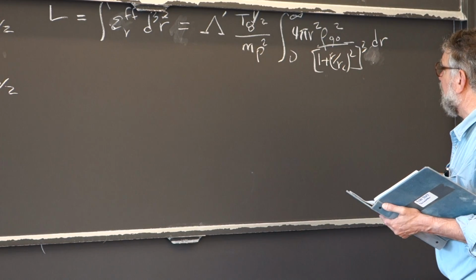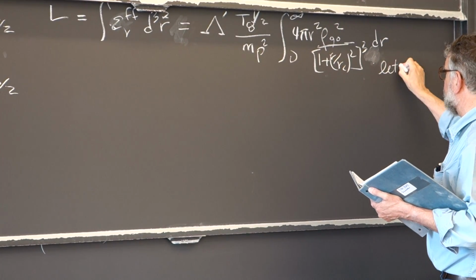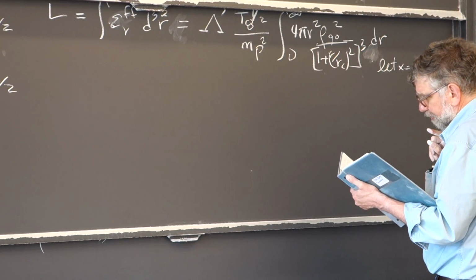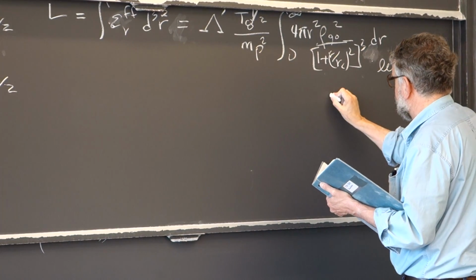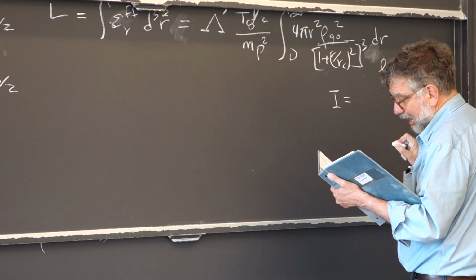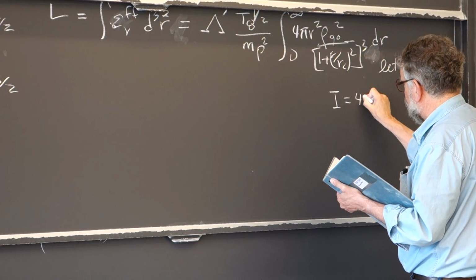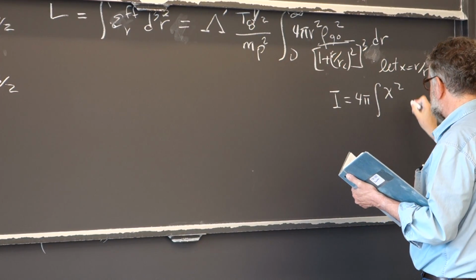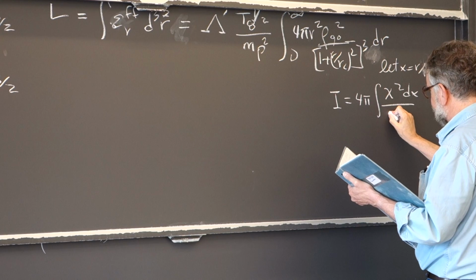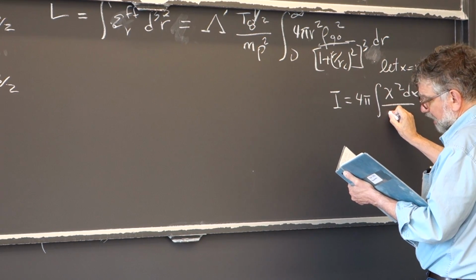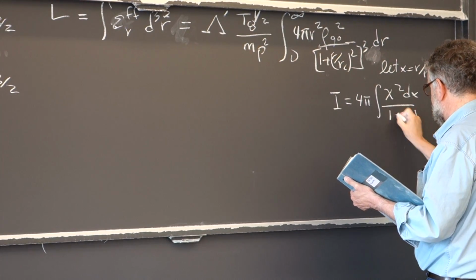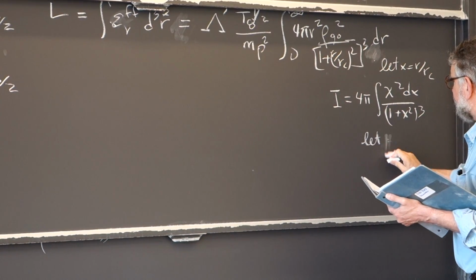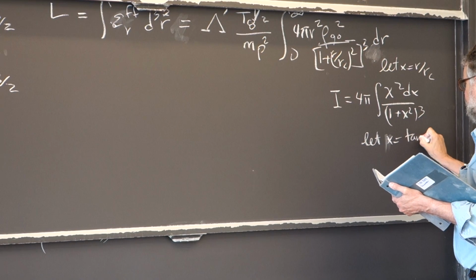We're going to non-dimensionalize this integral. We'll let x be equal to r over rc, and then the integral, we'll just call it I, is equal to 4 pi times the integral of x squared, there are 2 powers of r upstairs, dx over, so this is the non-dimensional part, 1 plus x squared quantity cubed, and we can do this, we can let x be equal to tan theta.